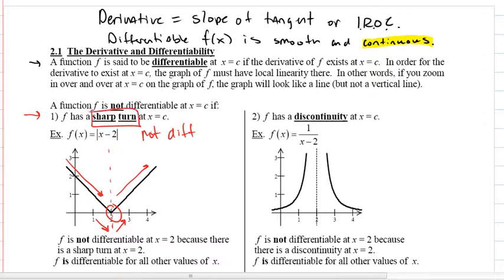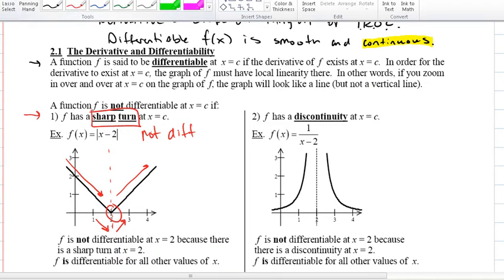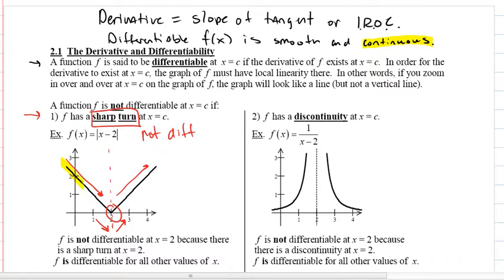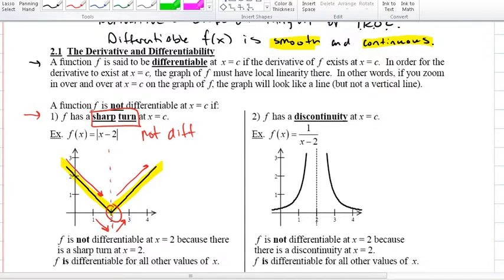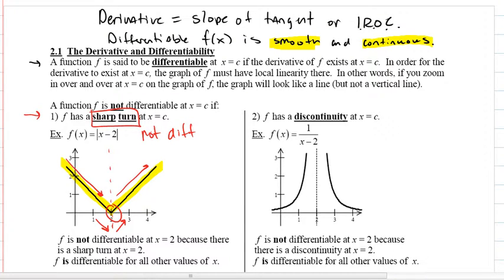Sharp turns. Anytime you see a graph that has a sharp turn, it's not differentiable. Is the absolute value function continuous? Well, yes it is, because I can draw this curve without ever lifting up my pen or pencil. But it is not smooth because of the sharp point. Therefore, not differentiable.